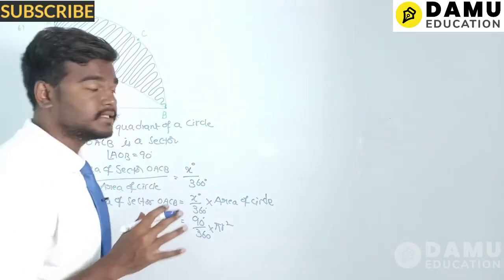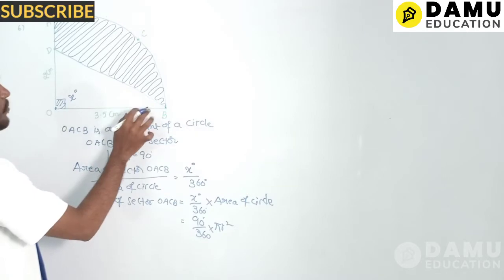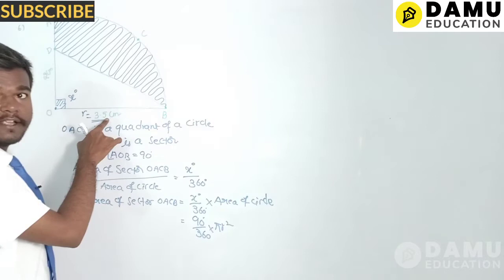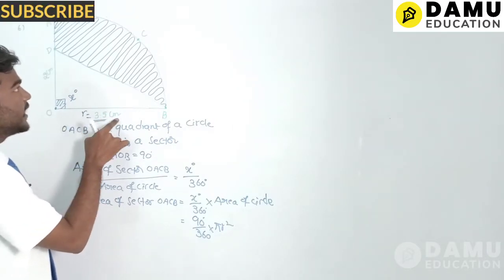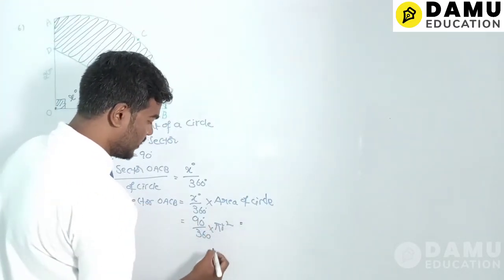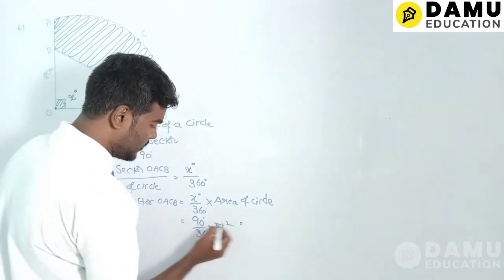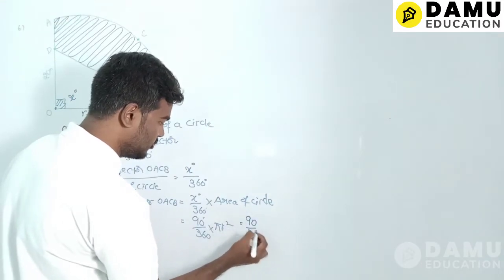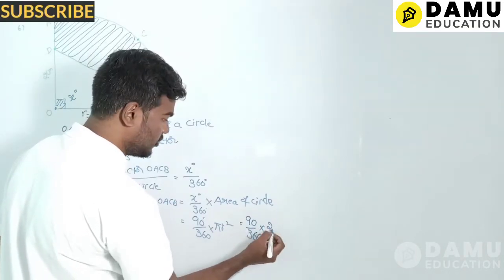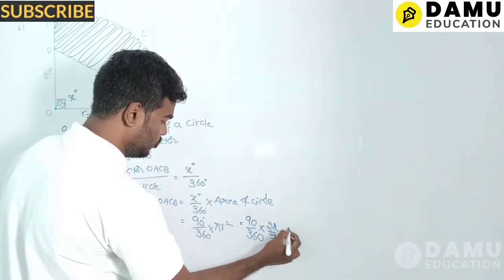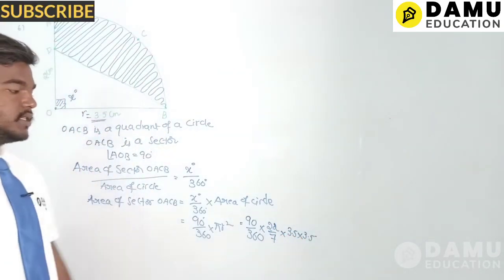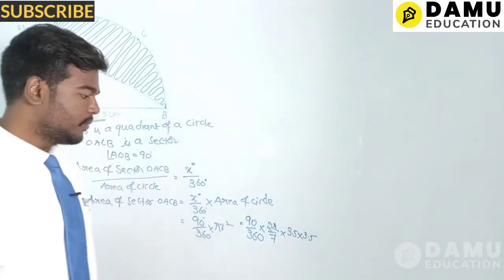So here what is the radius? It is given as 3.5. Radius will be equal to 3.5. Don't get confused, this is radius and this is radius. So what value are we getting? 3.5, 90 by 360 into pi, which is 3.14, or 22 by 7, into 3.5 into 3.5.